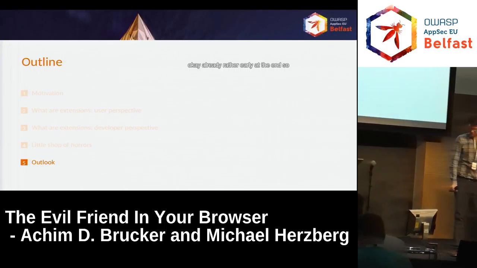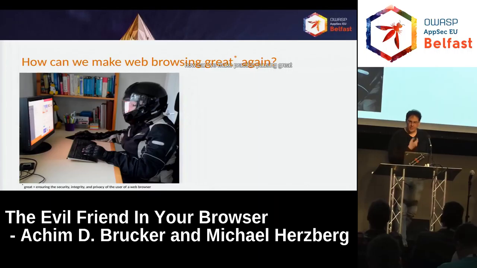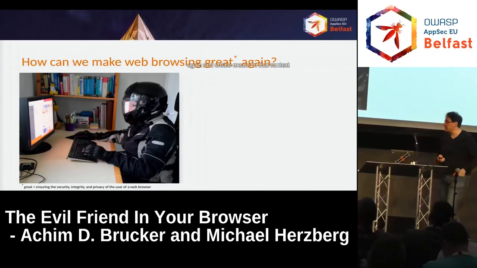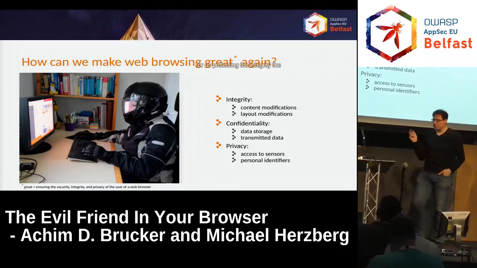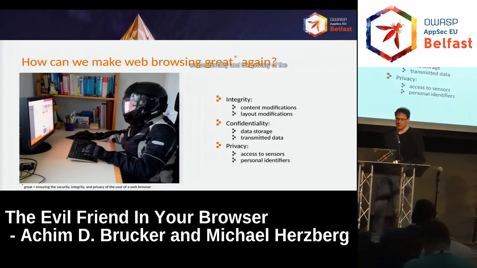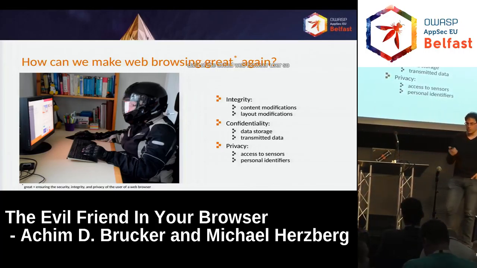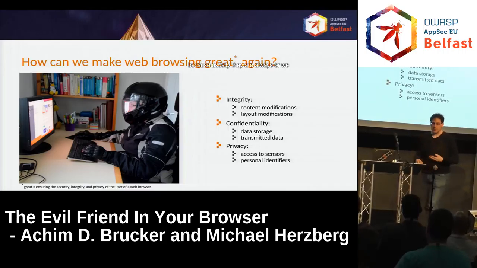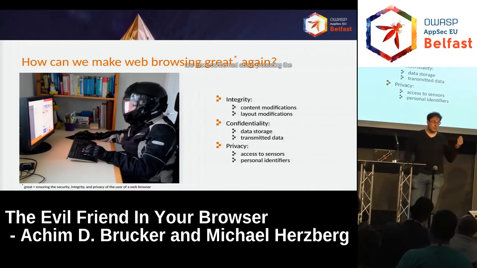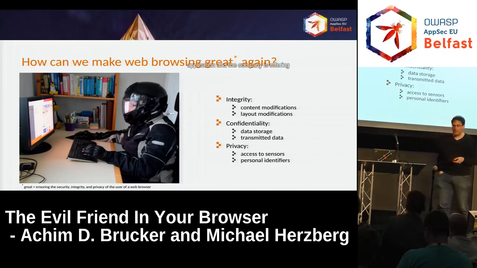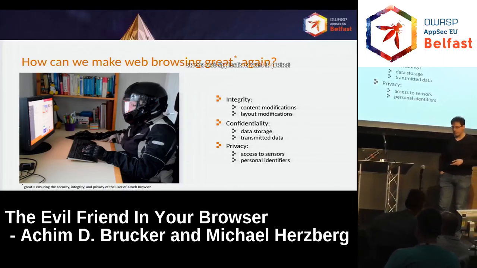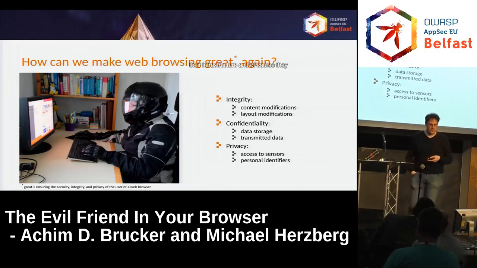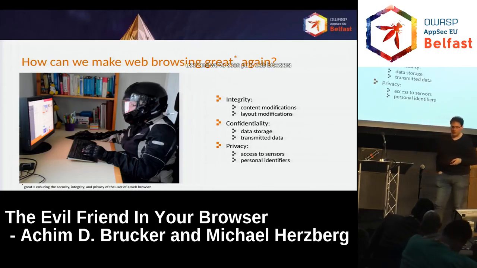Okay, already rather early at the end. So how can we make web browsing great again? And great means in that context for us protecting the integrity, the confidentiality, and the privacy of the data of the actual web browser user. From a web security perspective, this is maybe a little bit upside down, because usually we are more concerned about protecting the server infrastructure and the web application, and the companies offering web servers and web applications want to protect their infrastructure. Of course, they also want to protect their users, but here we are really focusing on the end user.